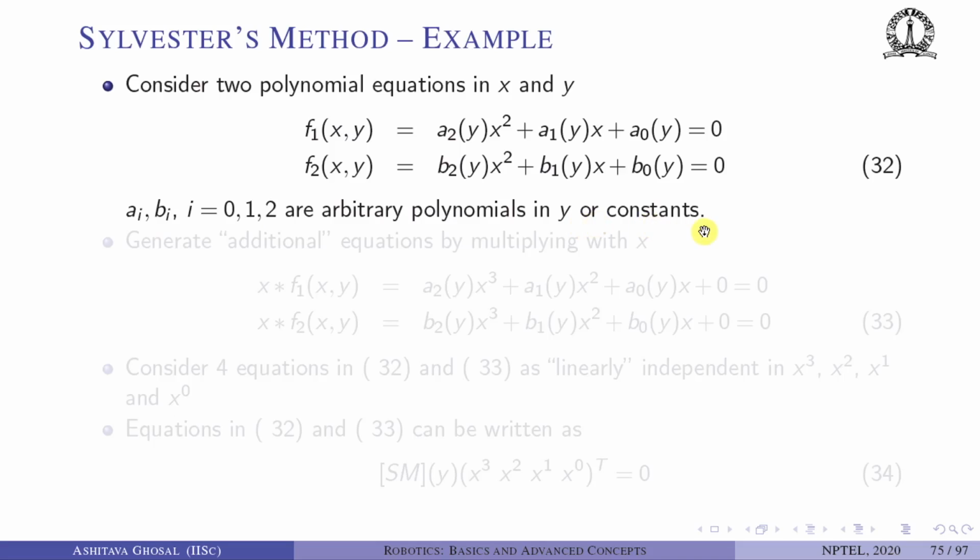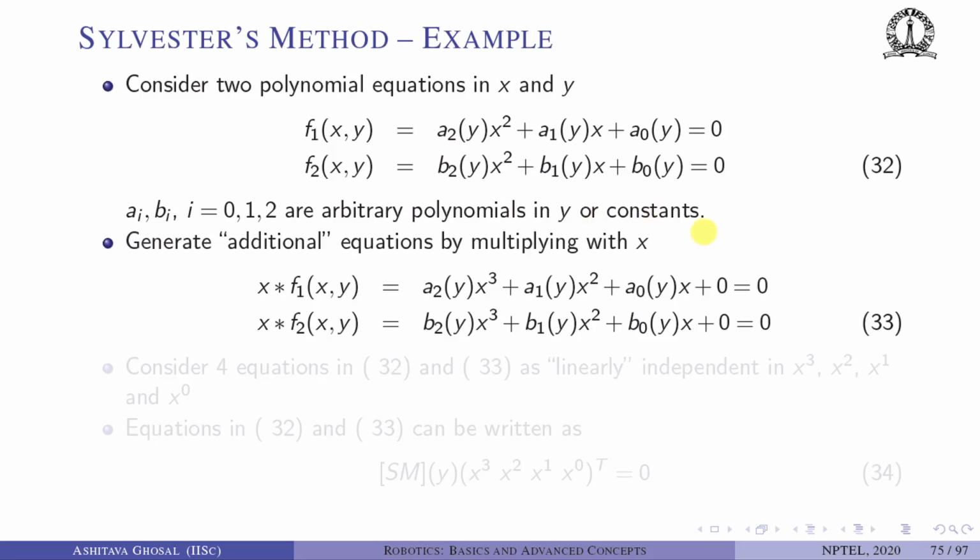So what does Sylvester's method tell you? It tells you that we generate additional equations by multiplying both these equations by x. If I multiply x into f1, we will get a2 of y x cube plus a1 of y x square plus a0 of y x plus 0 equal to 0. Similarly, if I multiply the second equation by x, I will get b2 x cube plus b1 x square plus b0 x equal to 0. So I have generated 4 equations.